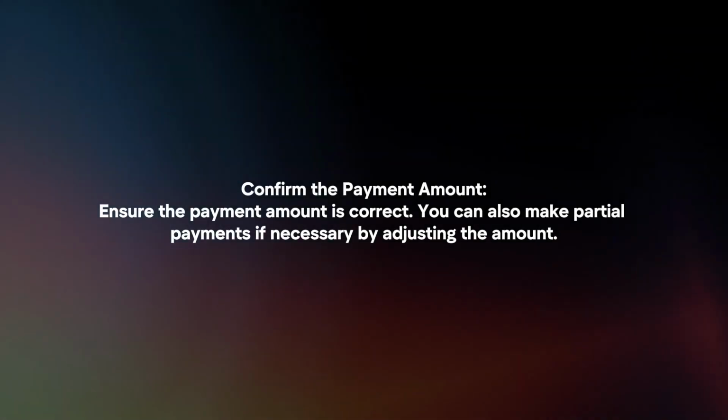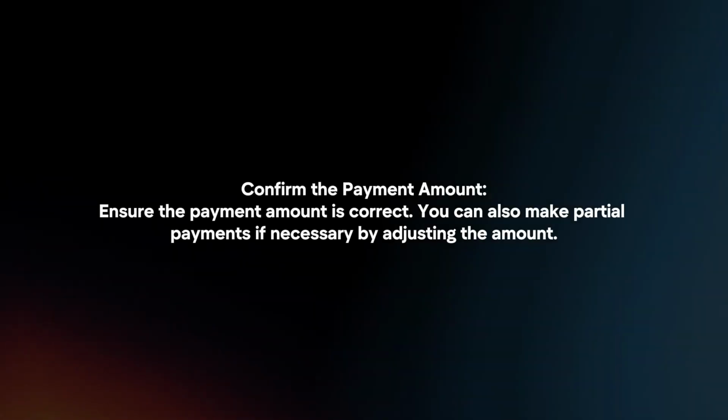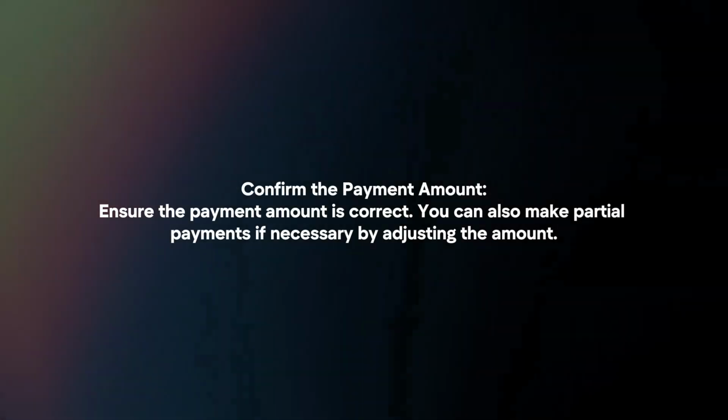Confirm the payment amount. Ensure the payment amount is correct. You can also make partial payments if necessary by adjusting the amount. Save and close. Once details are entered, click Save and Close to record the payment.